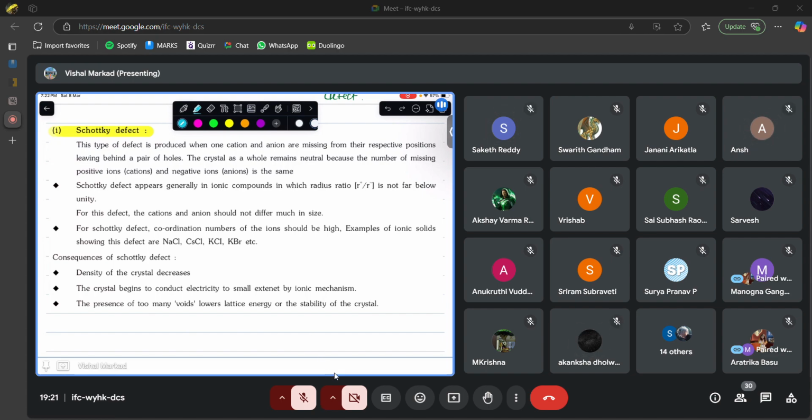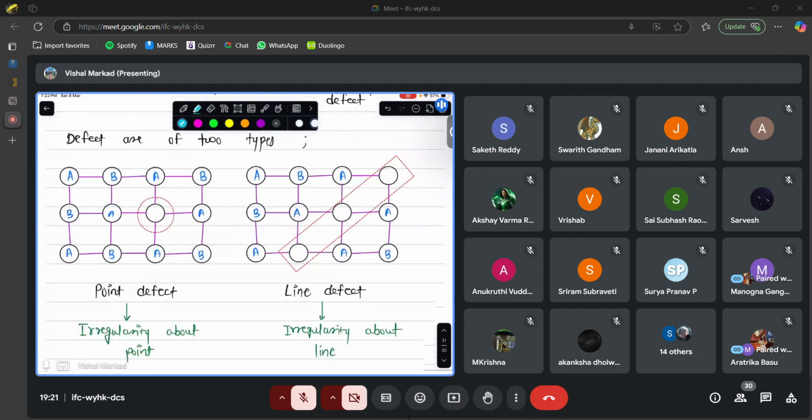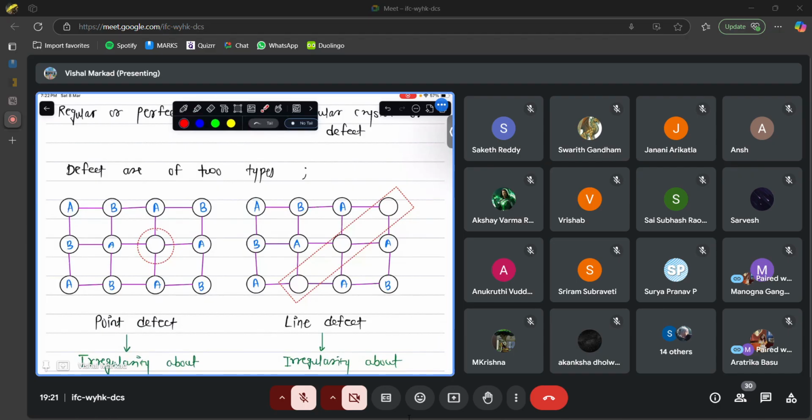One more thing. See, all these points are interlinked. In this type of defect, one cation and one anion are missing from their respective positions. We are studying point defect, no? So one cation and one anion is missing. Will anything happen to the volume of that entire crystal? Let's suppose from here I remove the B, and I am removing A here. Is anything happening to the volume?